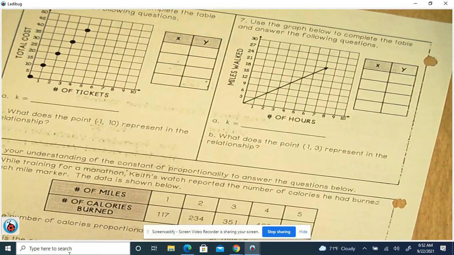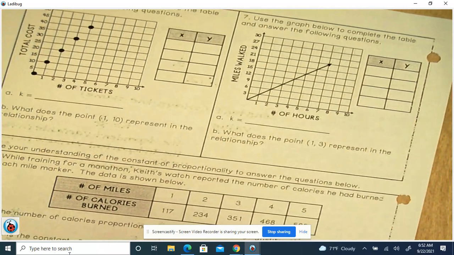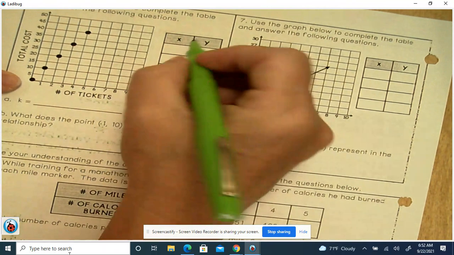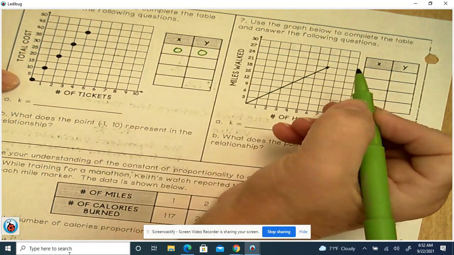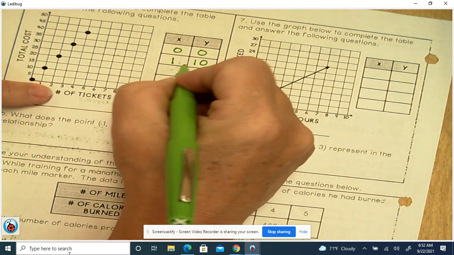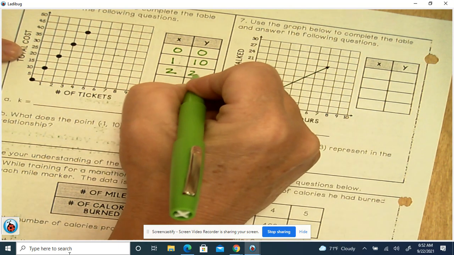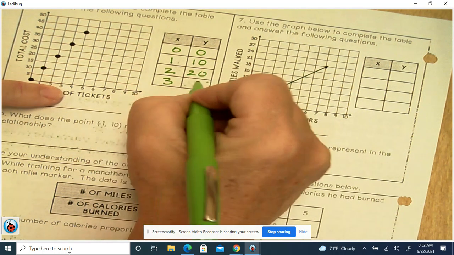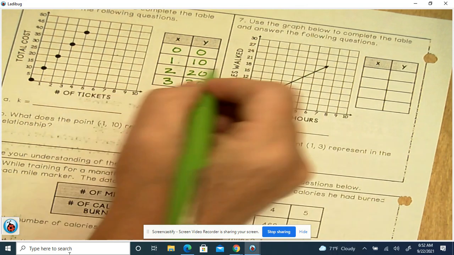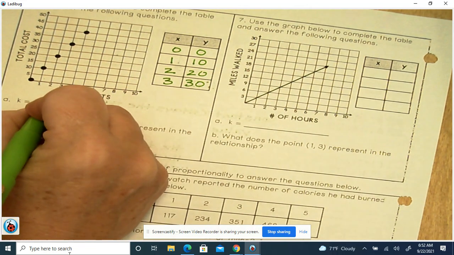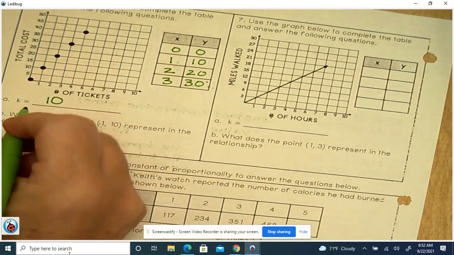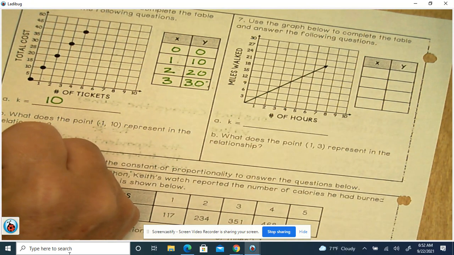On the back, we're going to plot some points here to see what the constant of proportionality is. Here, I can see that that is 0, 0. When x is 1, y is 10. When x is 2, y is 20. And when x is 3, y is 30. And if we did y divided by x for all of them, we would see that the constant is 10. And what does the point (1, 10) mean? It means you earn $10 for working 1 hour.